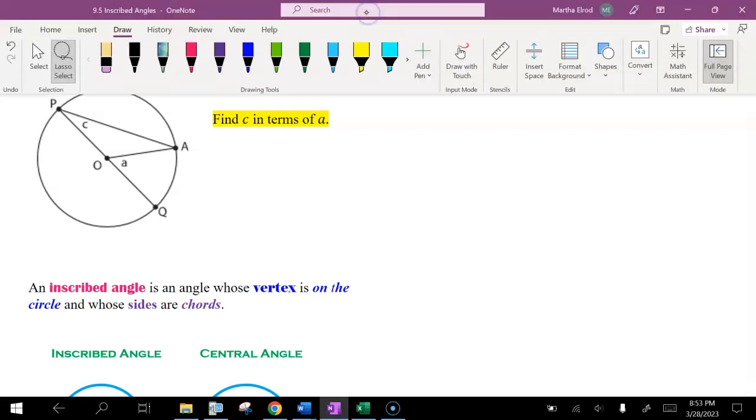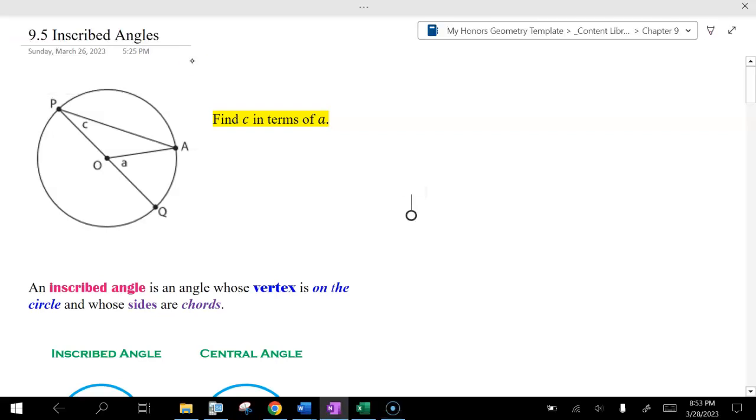Today we're going to talk about a different kind of angles. We're going to talk about inscribed angles. We've talked about central angles before, where the vertex is at the center of the circle. So if we look at this figure here, at circle O, we notice that we have a central angle, and the measure of that is that lowercase a. And so we know that its intercepted arc, QA, is also that lowercase a.